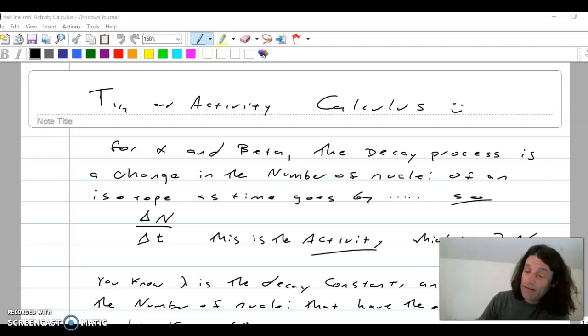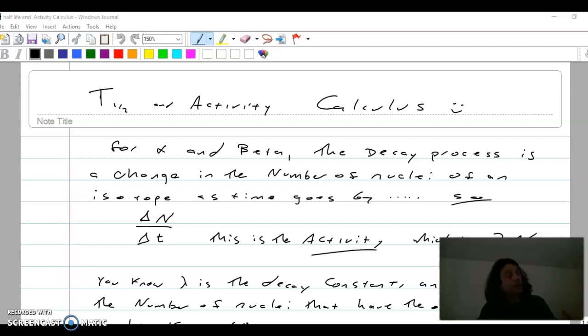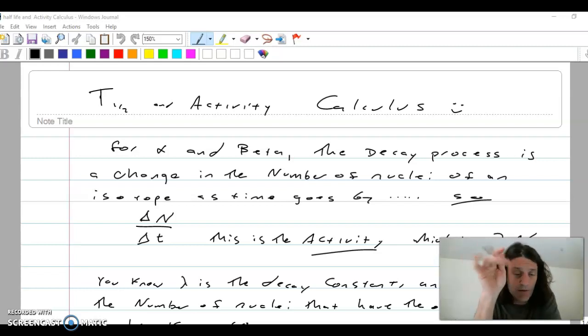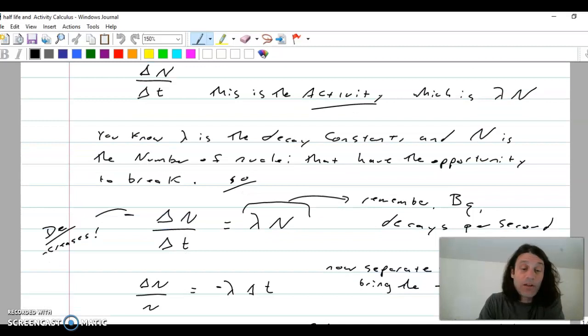Remember that the decay process doesn't matter if it's alpha or beta, doesn't matter if we're doing algebra or calculus. The rate at which it decreases is a change in nuclei over time. So we're going to set up a differential equation for the change in nuclei over time. The rate at which it changes is how active it is, which you learned in the algebra section is simply lambda N.